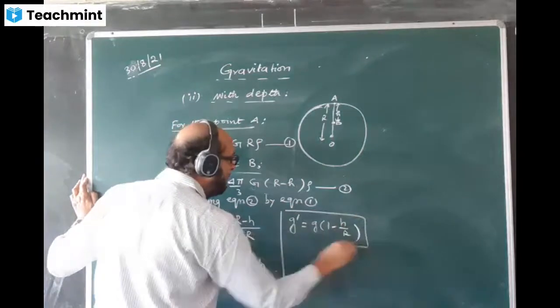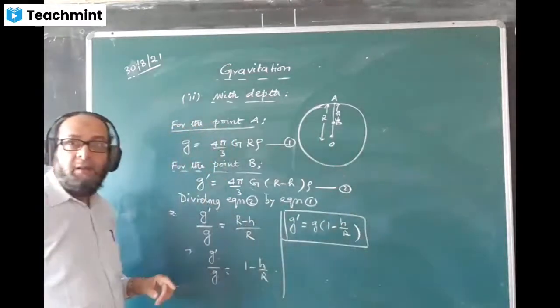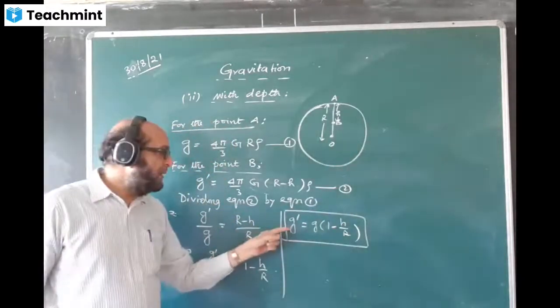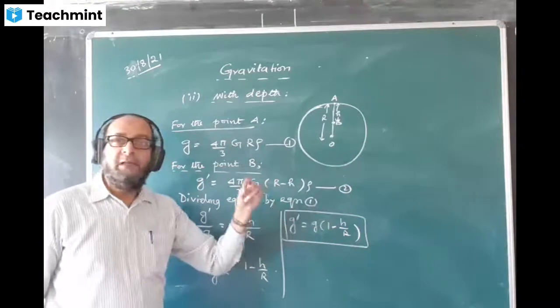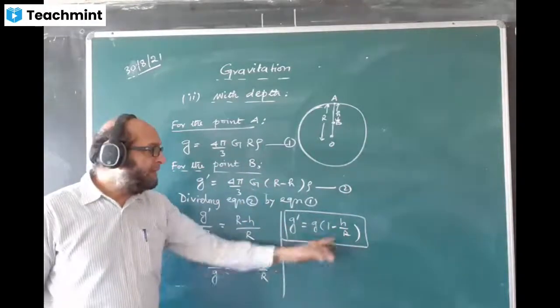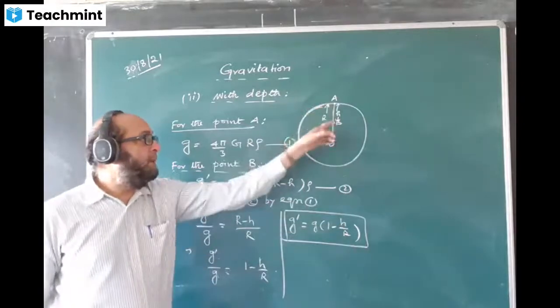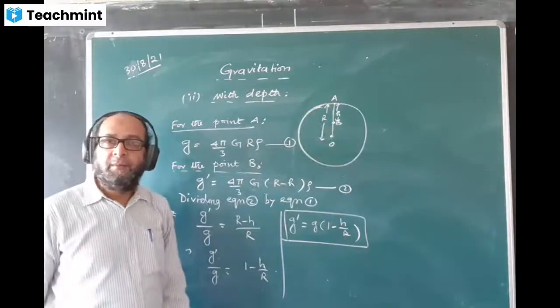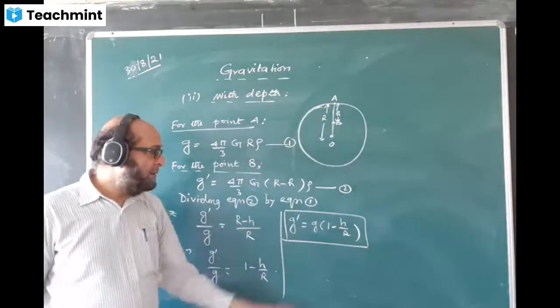This is the formula with depth. This is the formula of acceleration due to gravity with respect to the depth below the surface of the earth. And the depth also I am taking as H. The depth below the surface of the earth is H. So this is the formula.